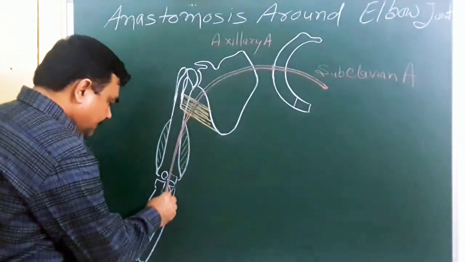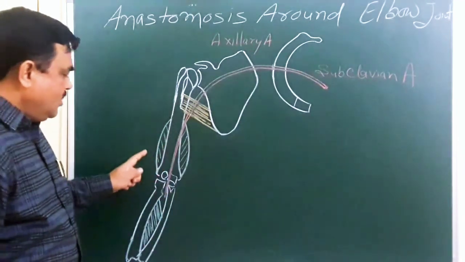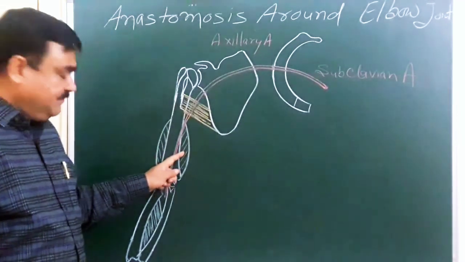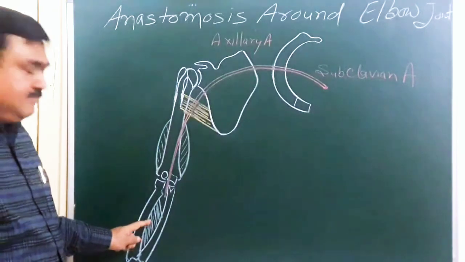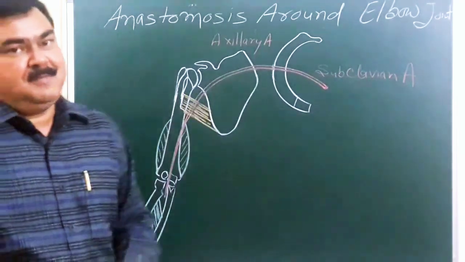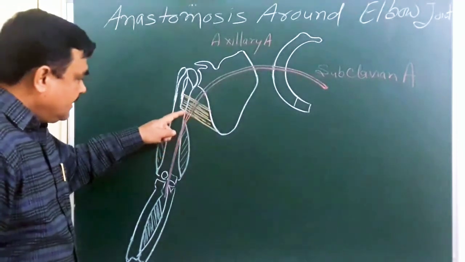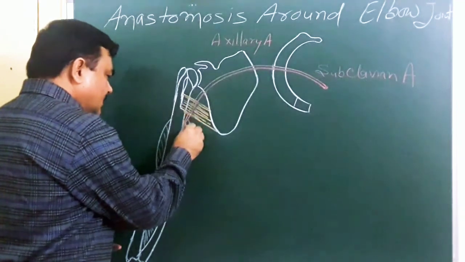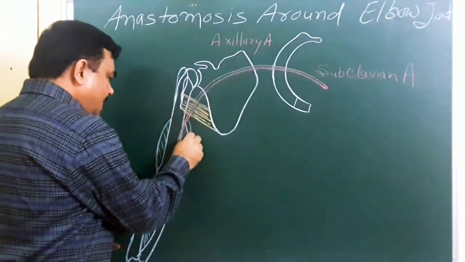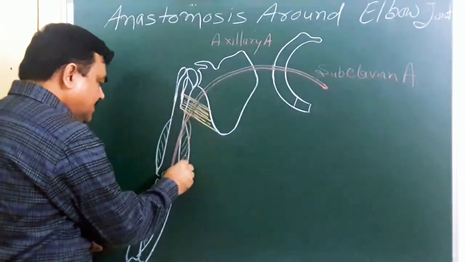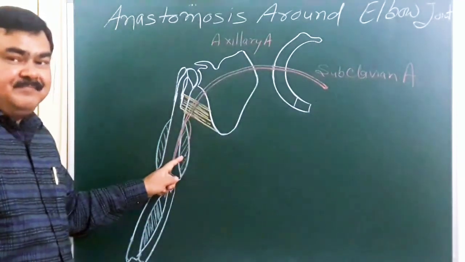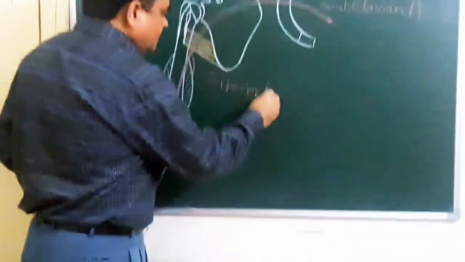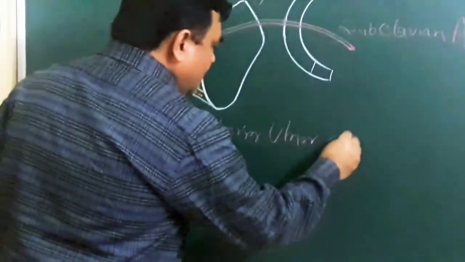This is the radial tuberosity. Here in this diagram, you can see this is the lateral intermuscular septum, this is the medial intermuscular septum. Here is the interosseous membrane between radius and ulna. So this artery gives a branch here. This is the superior ulnar collateral artery, which passes behind the medial intermuscular septum.